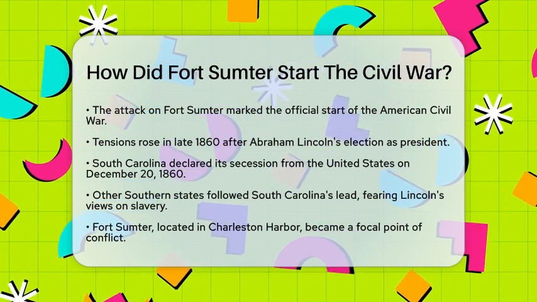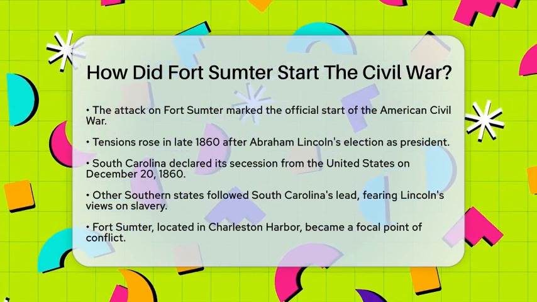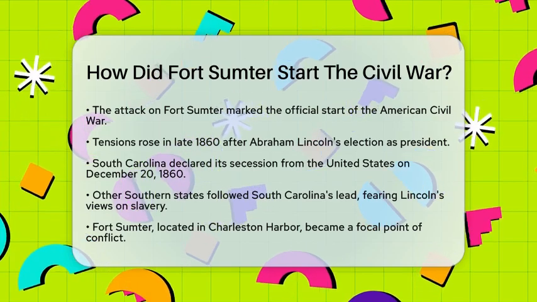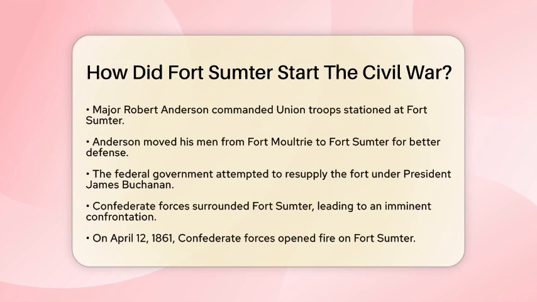Fort Sumter, located in Charleston Harbor, became a symbol of this conflict. The fort was a federal installation, and Major Robert Anderson commanded the Union troops stationed there. As tensions rose, Anderson moved his men from the less secure Fort Moultrie to Fort Sumter for better defense. The federal government, under outgoing President James Buchanan, attempted to resupply the fort, but South Carolina forces were determined to prevent this. By early 1861, the situation was dire.